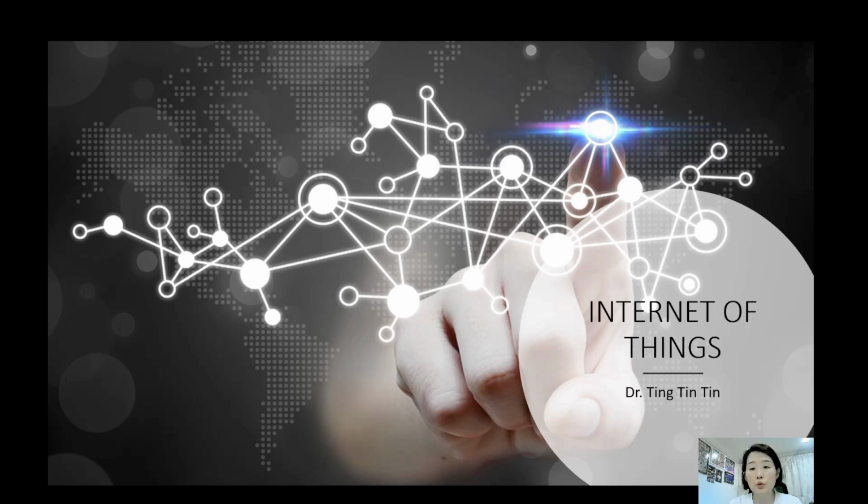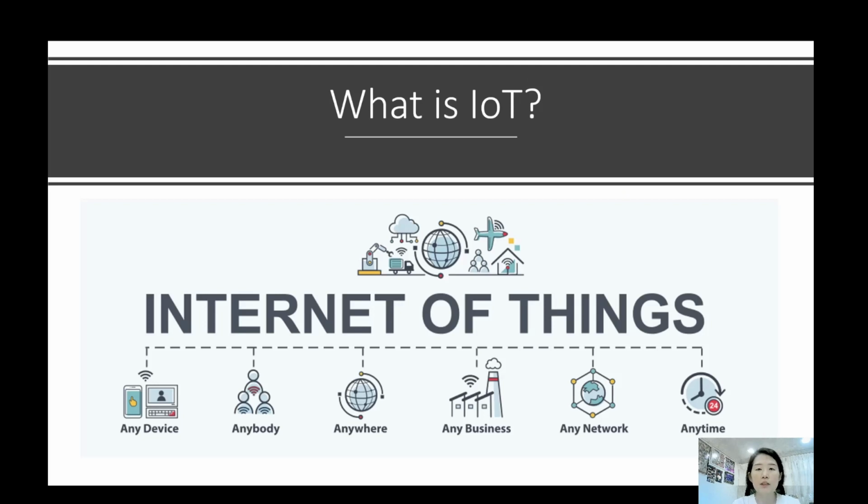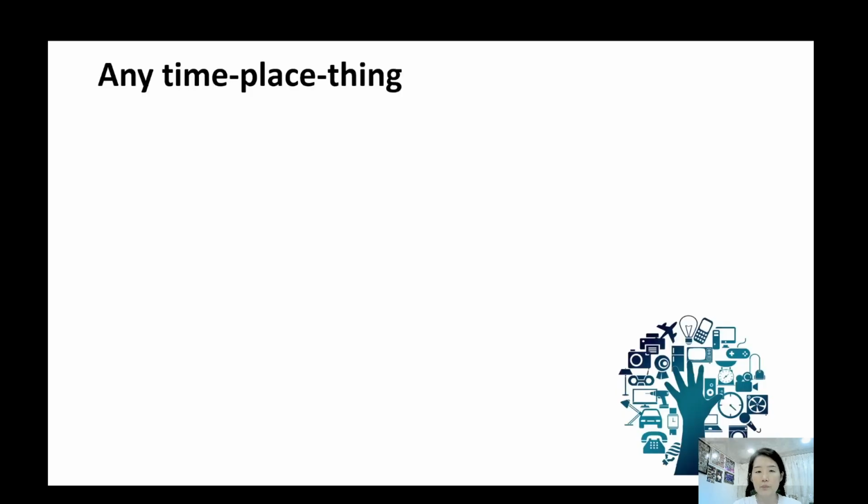In this module 2.2, we're going to explore Internet of Things. As we have looked at Internet of Everything, Internet of Things is actually a part or a subset of Internet of Everything. What is Internet of Things? It's basically connecting any devices and then sharing the data to anybody in any way, and it is applicable to any businesses in any network at any time.